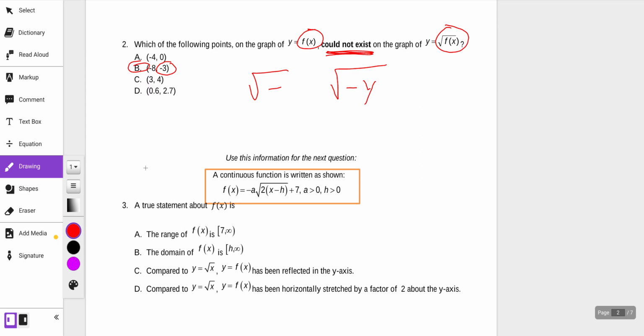Remember, when we're square rooting functions, you're square rooting their y values. That's how you find out where the point goes to.